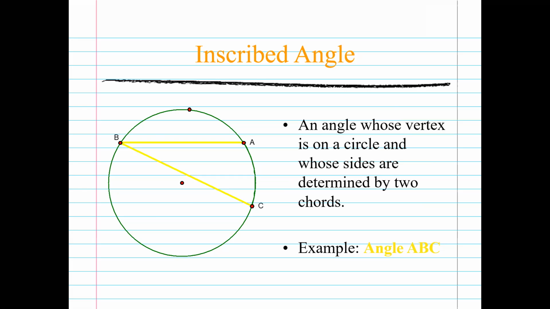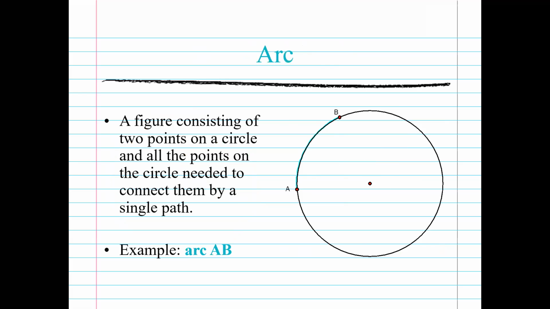Inscribed angle: an angle whose vertex is on a circle and whose sides are determined by two chords. Not important right now. It may be important when we talk about circles in advanced topics.